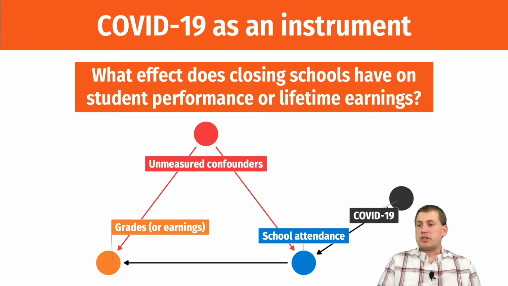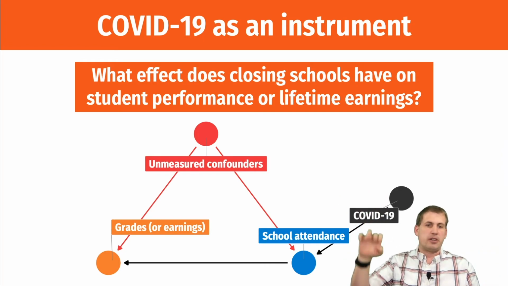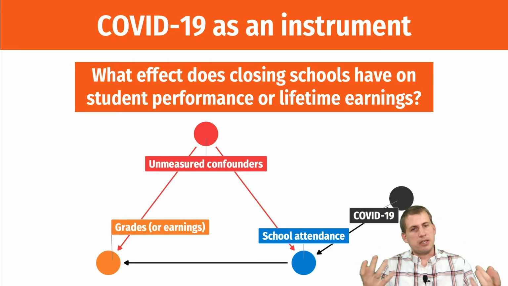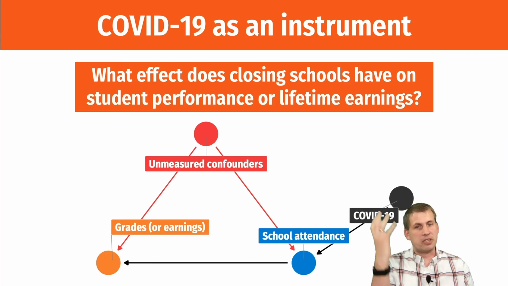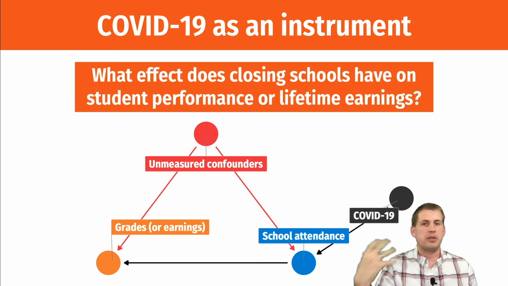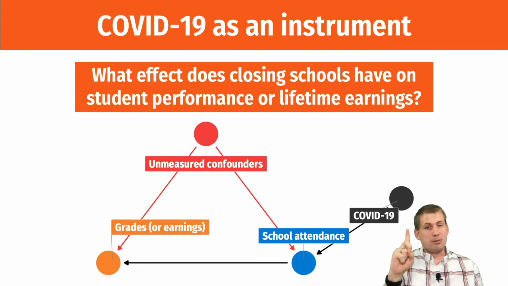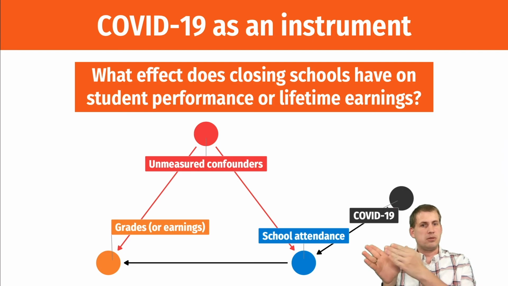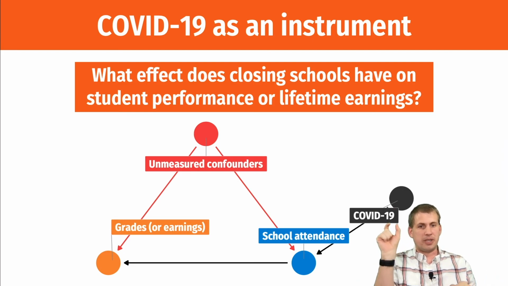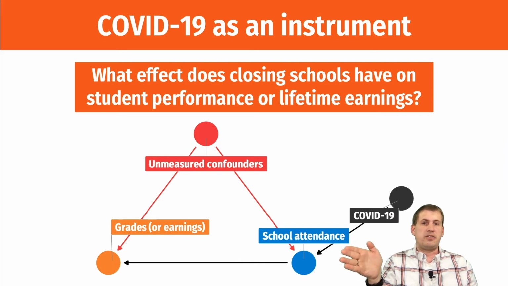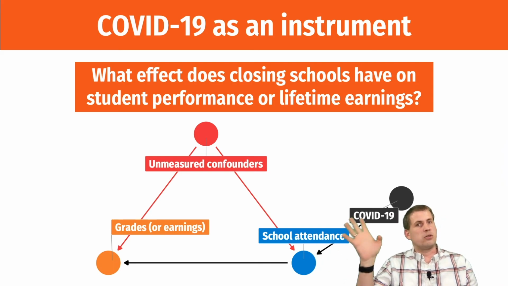So if we go back to our story of education, let's say we're interested in the relationship between school attendance and grades, and then down the line earnings. So does going to school make you have better test scores and better grades? We have a whole bunch of unmeasured confounders in students. We can't measure student ability. We can't measure a whole host of other things. But if we can use the COVID-19 pandemic as an instrument for school attendance, then we can split school attendance into the exogenous part and the endogenous part, and then we can say that we have the causal effect of school attendance on earnings or on grades or whatever our outcome is.